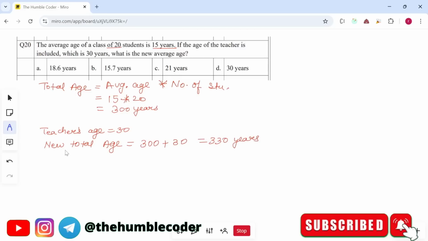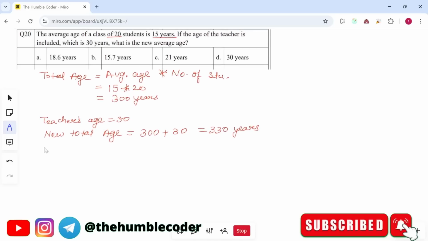Now since we have the new total age, we can find out the new average also. So let's try to find the new average. For the new average, what we can do is, the new average is equal to the new total age first of all, okay, divided by what? Total number of people. This is how we find averages, right? So the new total age is what? The new total age is 330.